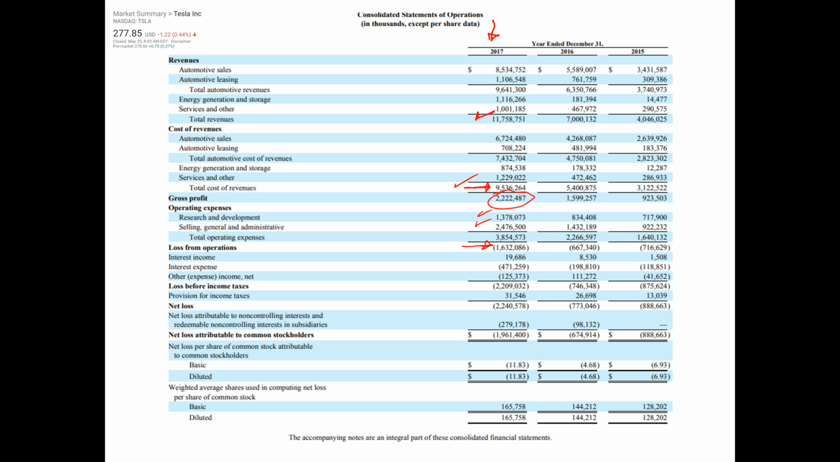Remember, they borrowed a bunch of money. They have to pay interest on that. So interest of about $470 million. And then they also have taxes, and depending on where they operate and what they're doing, generally, if you make money, you pay taxes. If you lose money, you may not have to pay taxes.